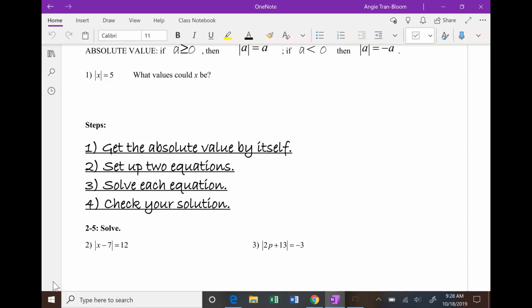Can you help me read step number 1? Grace, help me read step number 1. Get the absolute value by itself. Perfect. Get the absolute value all by itself. Trevor, can you help me read step number 2? Set up 2 equations. Very good. Marilyn, can you help me read step number 3, please? Solve each equation. Good. And step 4. Mariana, can you help me read 4? Perfect. So we are going to try to do example 1 together.